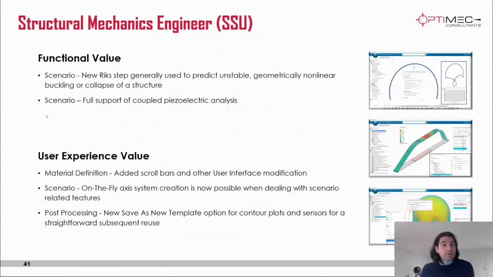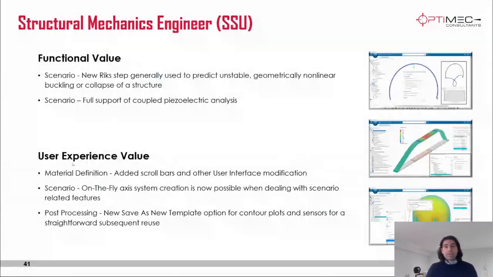Next, on the scenario side, there's an on-the-fly axis system creation. So essentially, we all deal with having a need for an axis system to define the direction of a force or of anything. So we had to go back in the CAD model, create that axis system, and go back in your scenario application. So now there's no need for that anymore. You can just basically create it on the fly and go on with your scenario model.